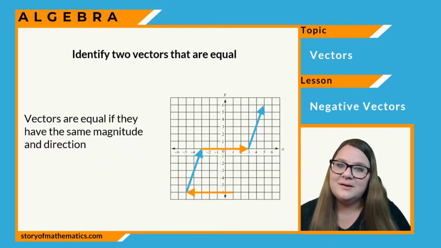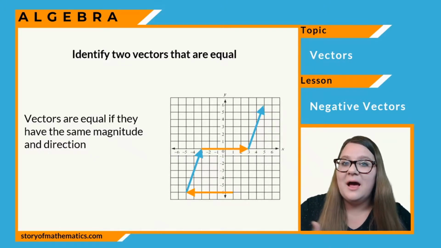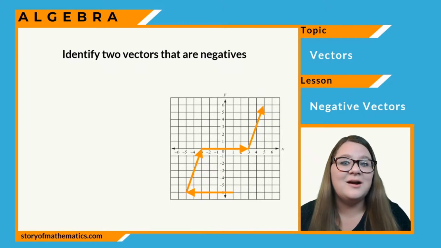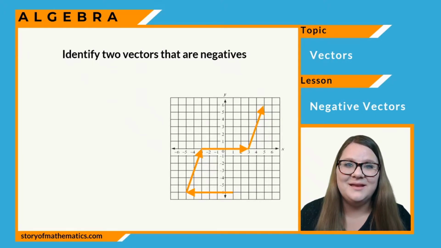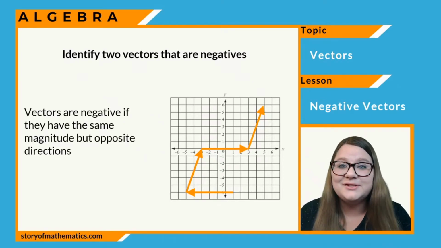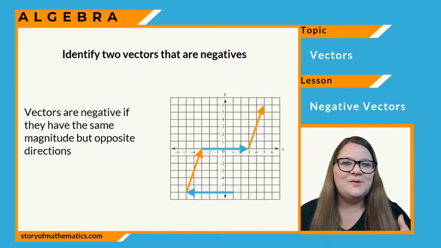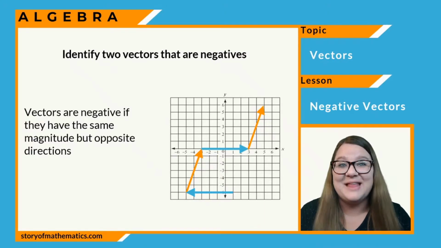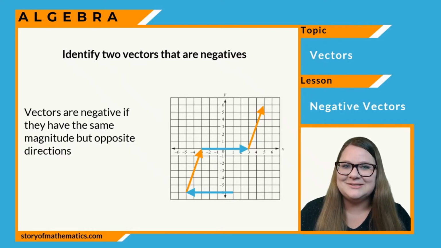So now that we've reminded ourselves how equal vectors appear visually, let's see if we can identify two vectors that are negatives of each other. Remember, that means that they have the same magnitude, again, but now they're going to be in opposite directions. If we take a look at these two that I've just highlighted in blue, you can see that that applies because one is pointed to the right and one is pointed to the left, but they're really the same length. So those are negative vectors.